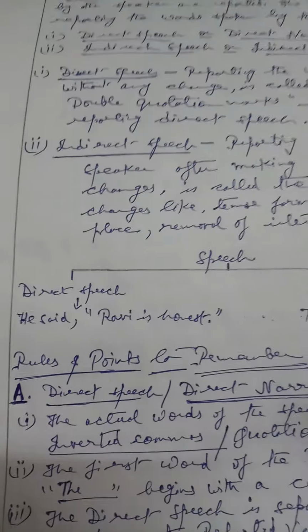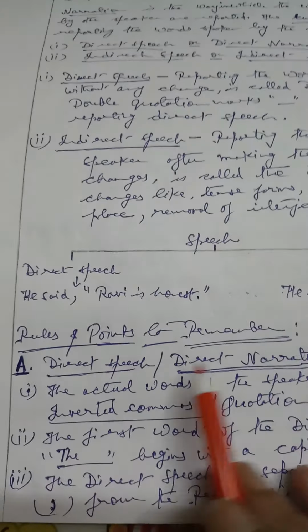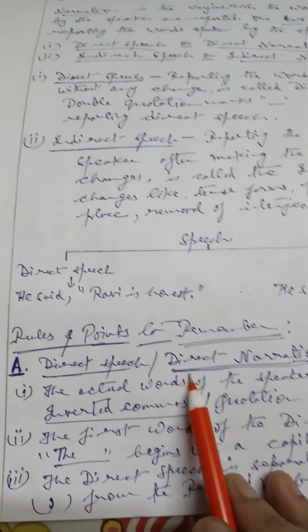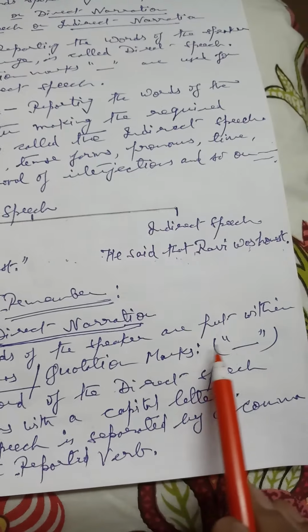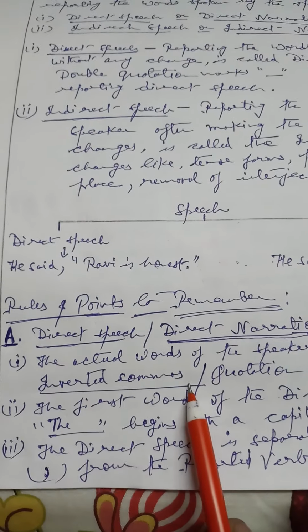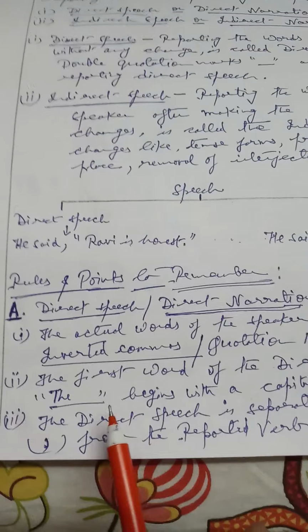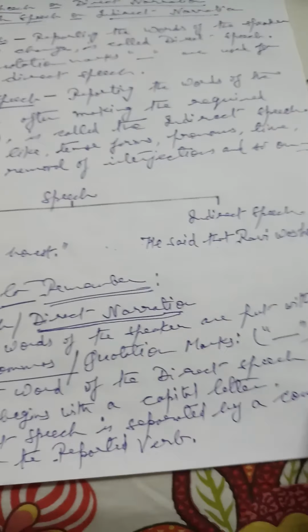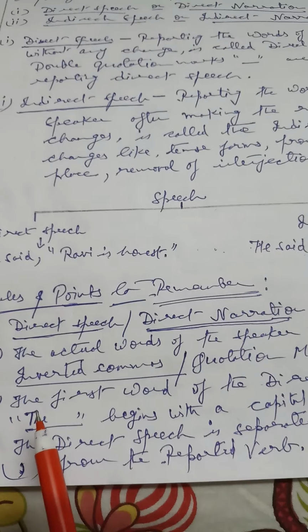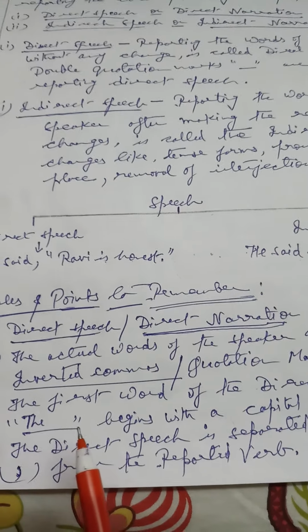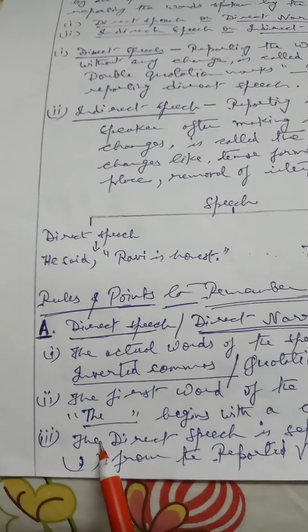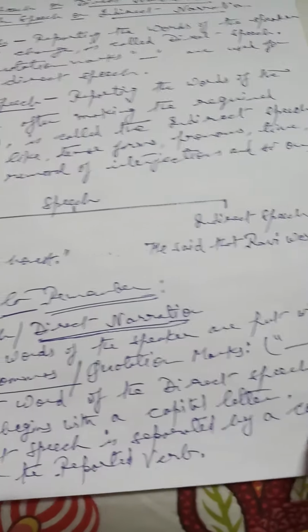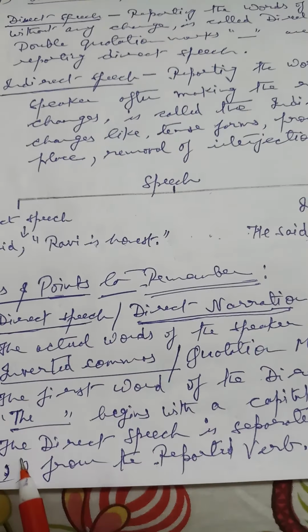Now, rules or points to remember for direct speech, or direct narration. First point, the actual words of the speaker are put within inverted commas or quotation marks. Second rule, the first word of the direct speech inside the inverted commas begins with a capital letter. The third rule, the direct speech is separated by a comma from the reporting verb.